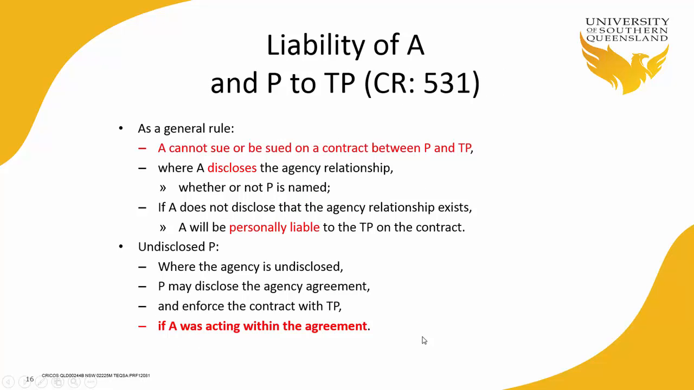Then we also have the third part of our third learning objective, and it talks about liabilities of the agent and the principal to third parties. This is now liabilities of both the principal and the agent, their liability to third parties.